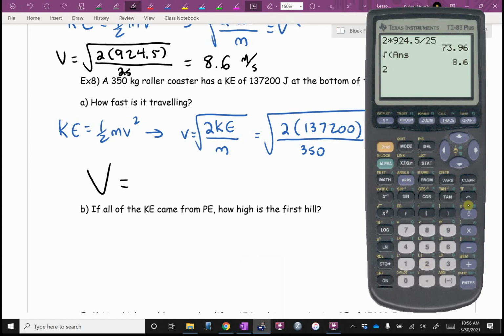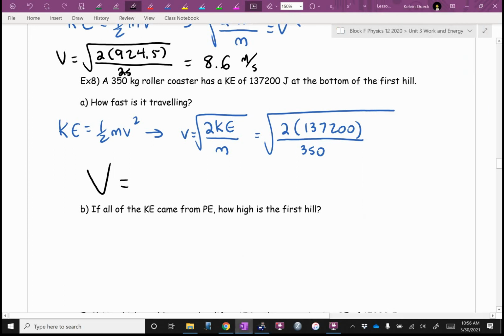28 meters per second. Could you times that by 3.6? How many kilometers per hour? 100. That's a good coaster. I'm going on that.